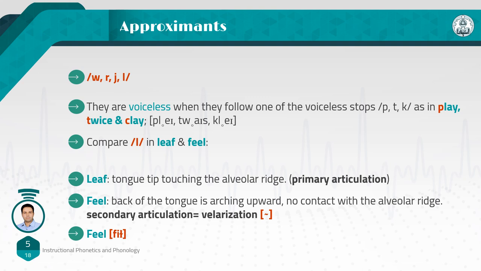We can have primary articulation and secondary articulation for other approximants as well. For example, for w, we can have the secondary articulation when we say twice. Here, w is voiceless. This can be considered as secondary articulation. When we say while, here, w is the primary articulation.